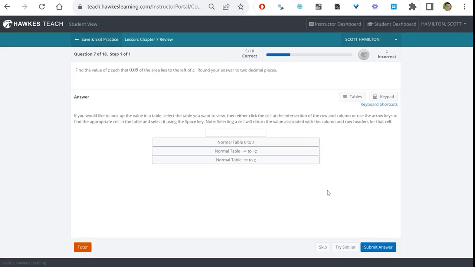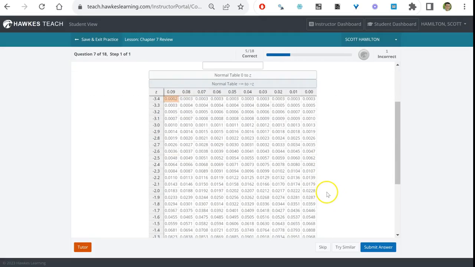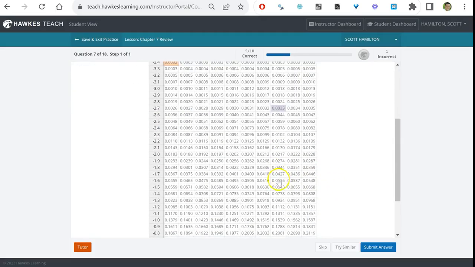Okay, now this one is another one like we did with the area to the right. Now it's going to be a little bit more straightforward because it's just asking for the area that lies to the left of Z. So whenever you see any value or area that is below 0.5, then you know that you're going to be using this negative Z table. And so I'm looking for this 0.05 inside the table and going to go out to look for that Z value. And this one right here, it's going to fall in between. So I see this at 0.0495 and I see this at 0.0505.